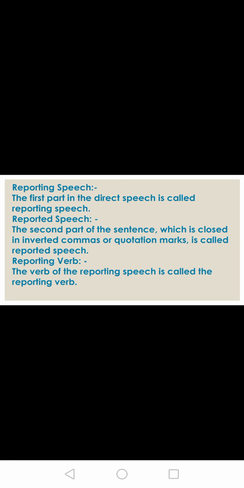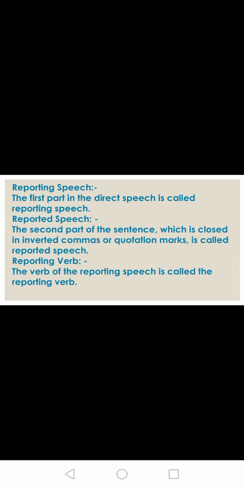Now, what is reporting speech, reported speech, or reporting verb? Reporting speech means the first part in the direct speech is called reporting speech. Reported speech, the second part of the sentence, which is enclosed in inverted commas or quotation marks, is called reported speech. The verb of the reporting speech is called the reporting verb. Okay, so there is a difference. Reporting speech, the first part of the direct speech. Reported speech, the second part.